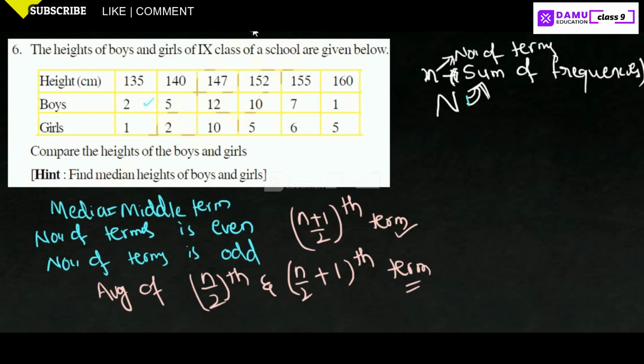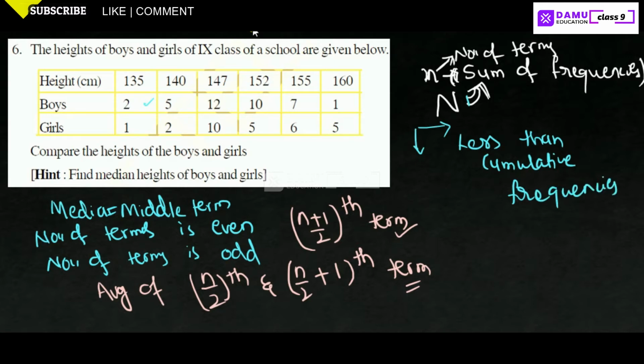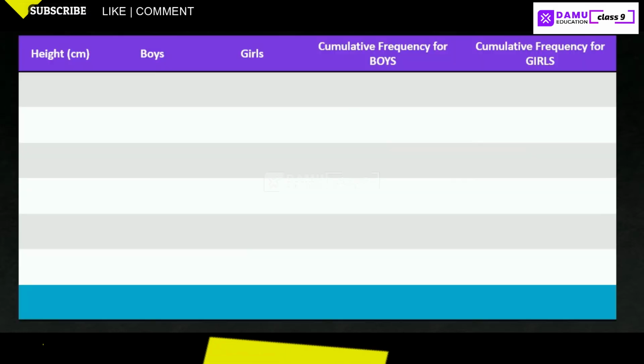After that, we are going to calculate the less than cumulative frequencies. Why? Because we don't know whether the values are in ascending or descending order. The least value will be at the first interval and the maximum at the last. So let's write the data.